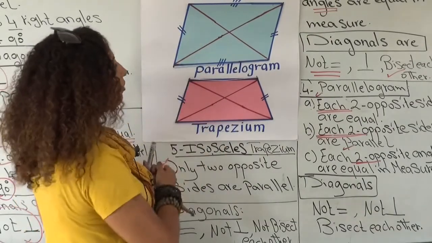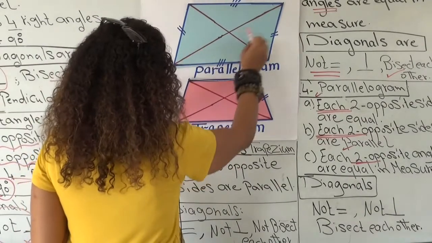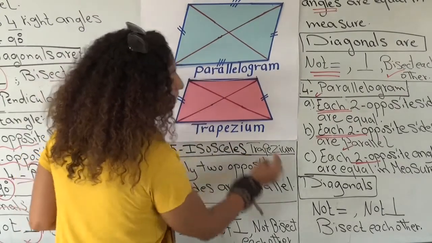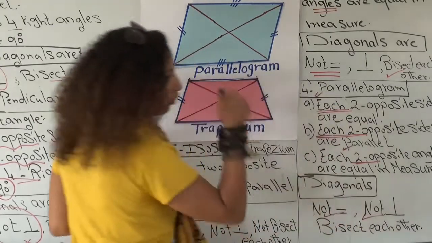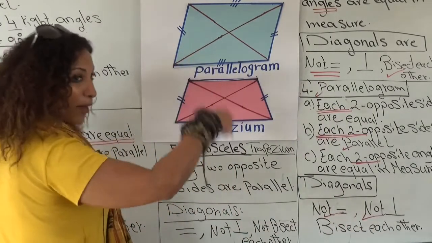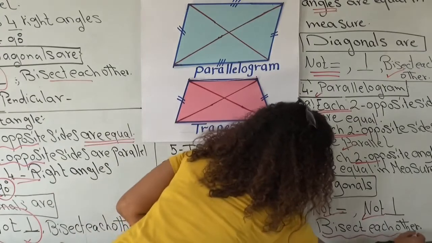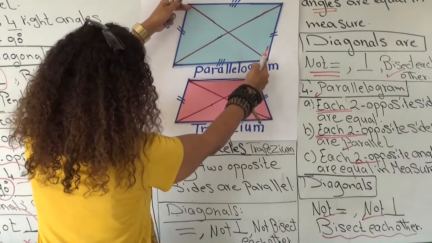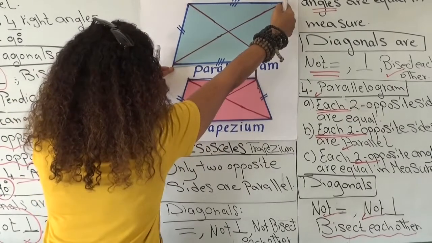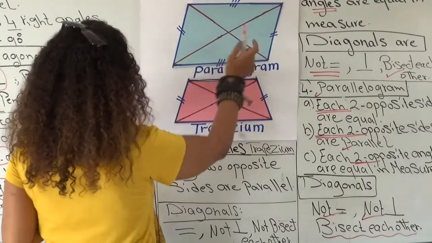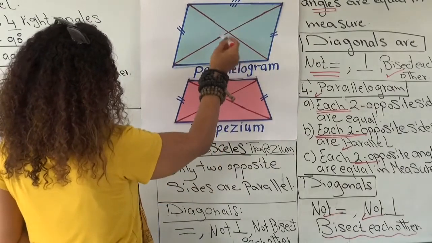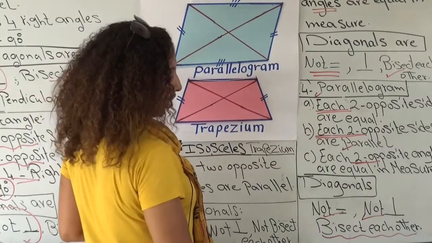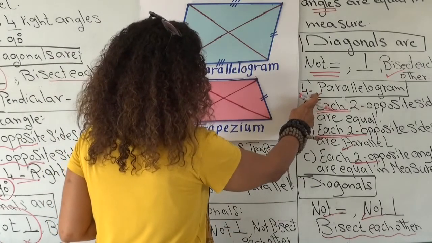What about its diagonals? Watch with me here. They are not equal, okay? And they are not perpendicular. Not equal, not perpendicular, but they bisect each other. So again, its diagonals are not equal. Look at this diagonal and look at this one. They are not equal, and they are not perpendicular because they do not form a right angle, but they bisect each other. This is the parallelogram, okay?